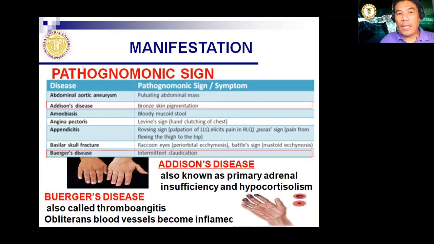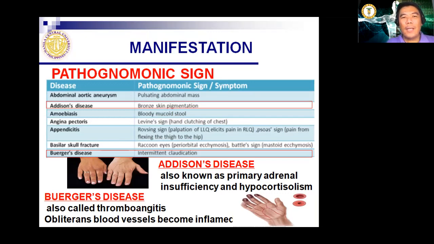When it comes to psoas sign, you will flex the thigh to the hip. I may not show it here on the screen. When you flex your thigh to the hip, and the client expresses pain, that is psoas sign. So there are two things that you need to remember when it comes to appendicitis. You can assess this in anyone suspected of appendicitis. Palpate the left lower quadrant, but the client reports the pain in the right lower quadrant: Rovsing sign. Then when you flex the client's thigh to the hip and the client reports pain, that is what we call psoas sign.